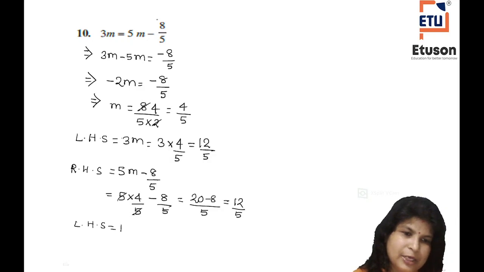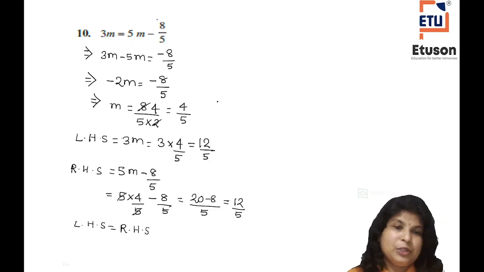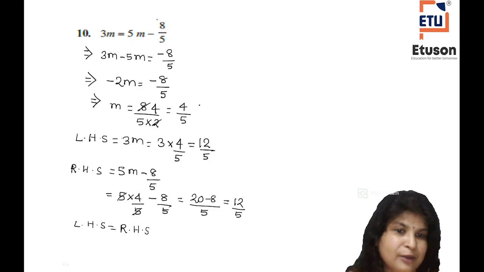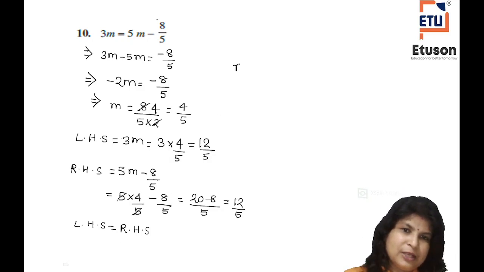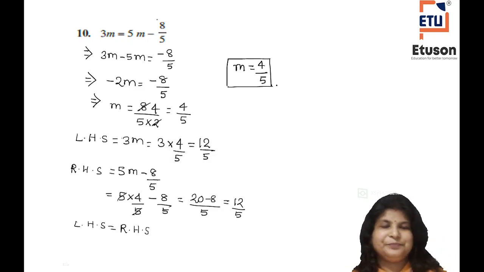Right? So the left hand side of the equation is found out to be equal to the right hand side of the equation with your solution value. So what is your solution value then? Your solution is m is equal to 4 by 5. So this is your solution.